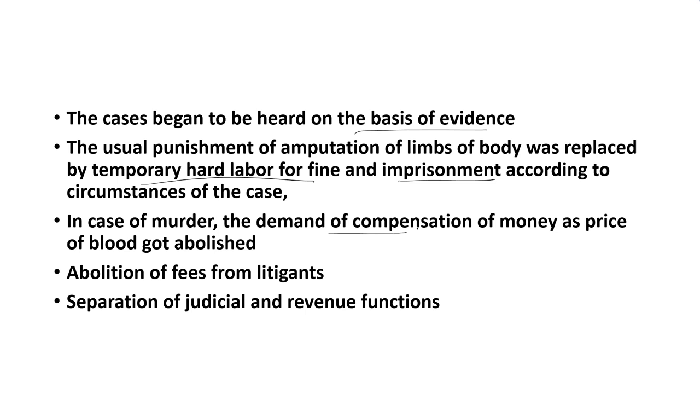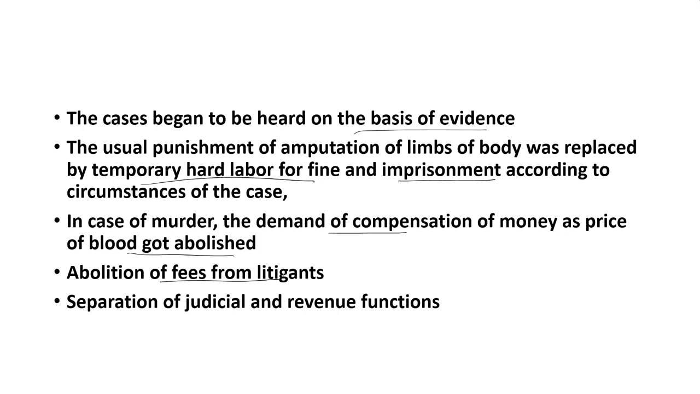Earlier, for the blood, a price was given by the relatives of the culprit, as compensation of money in price of blood. This got abolished. Earlier, there existed a practice whereby money was given to the relatives of those who were murdered. This practice was abolished by Lord Cornwallis. Fee was abolished for litigants. What was the effect of this abolition of fee? It increased the number of cases. The number of litigants increased with the abolition of fee.